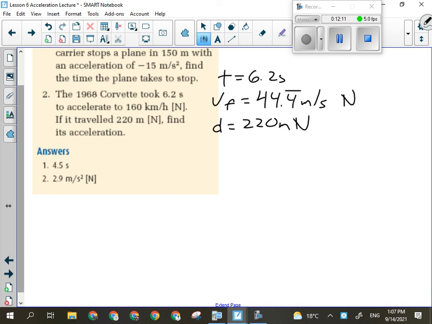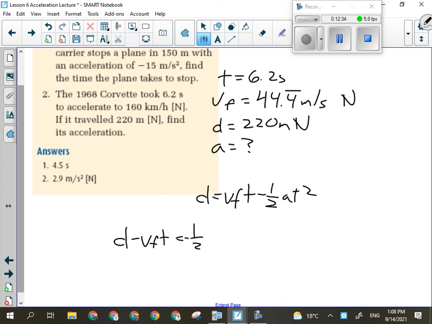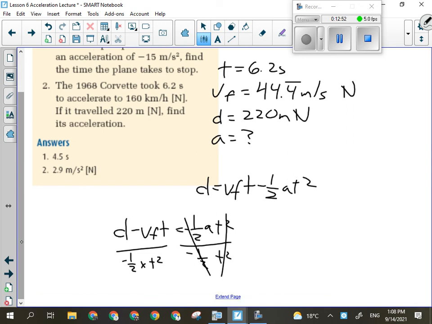Okay, so find the acceleration. Again, I'm going to be using this formula because it's the only one that has everything not equals, minus. I'm solving for A. So I would first move the VFT over by subtracting, and then I'm going to divide both sides by negative 1/2 times t squared. And that'll leave me with my formula for A. And now I can plug in my numbers.